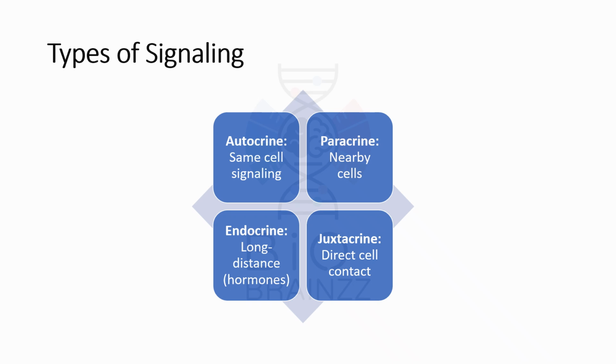Now, let's briefly understand each type of signaling. In autocrine signaling, the same cell releases and responds to the signal. In paracrine signaling, nearby cells are affected, so signals act locally. In endocrine signaling, hormones travel through the bloodstream to distant target cells, making it long-distance communication. These differences are based mainly on distance and method of signal delivery, which is often asked in the exams.